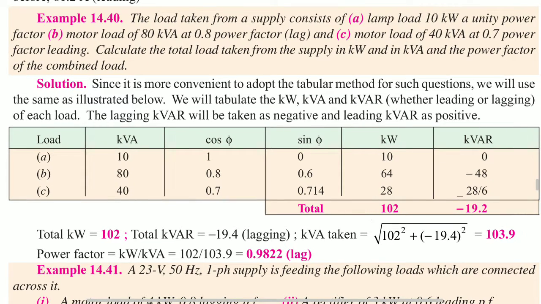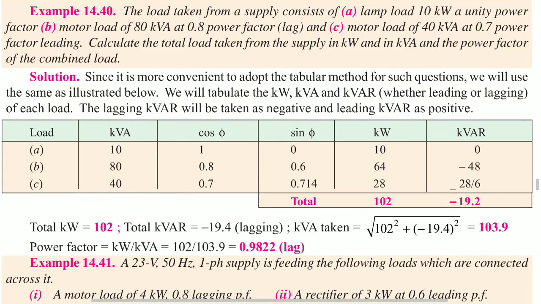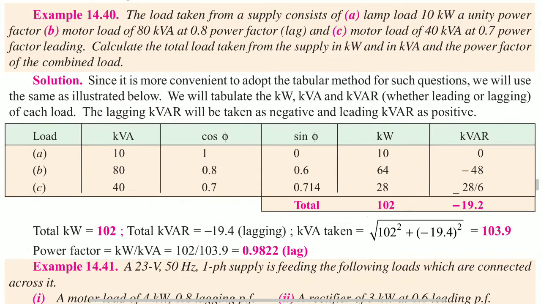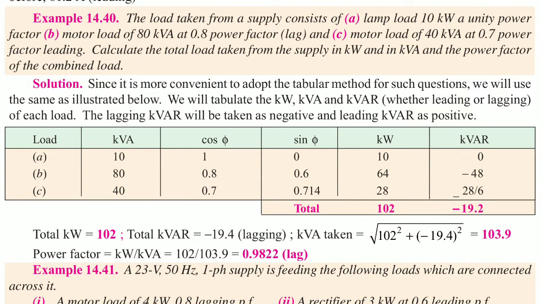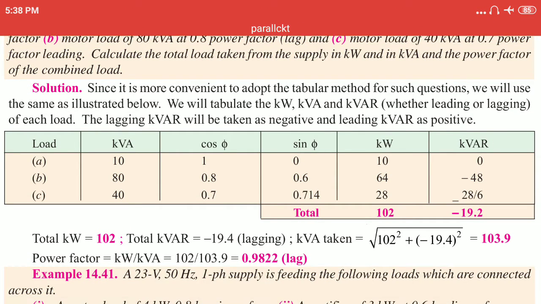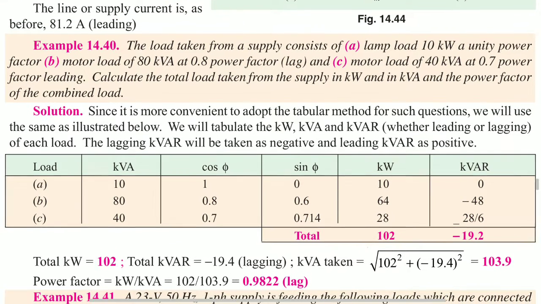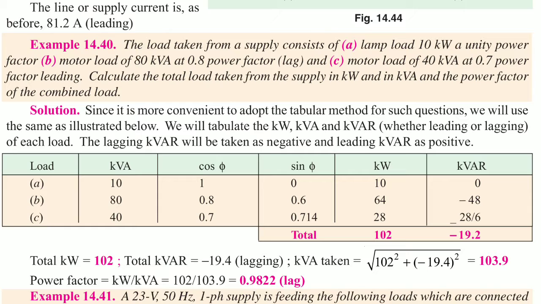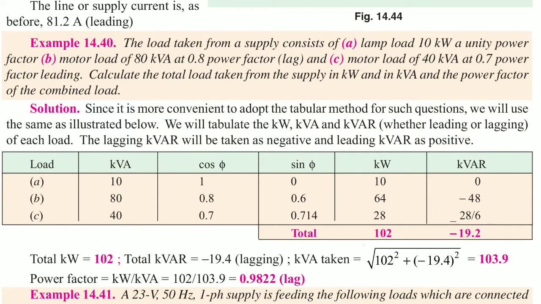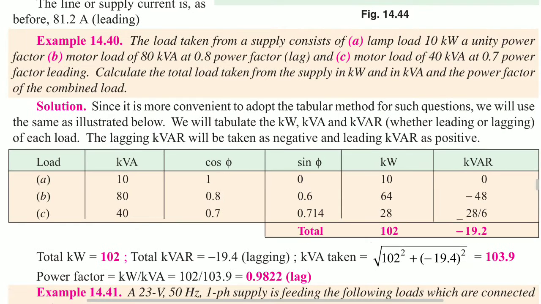Parallel AC circuit, some more examples. Here the example is: the load taken from a supply consists of a lamp load. AB is a lamp load of 10 kilowatts, and it is working at unity power factor.